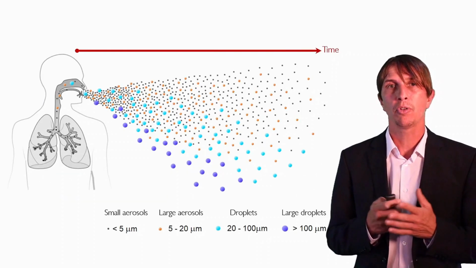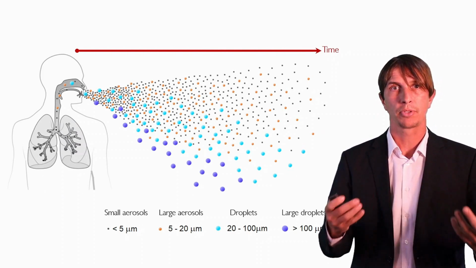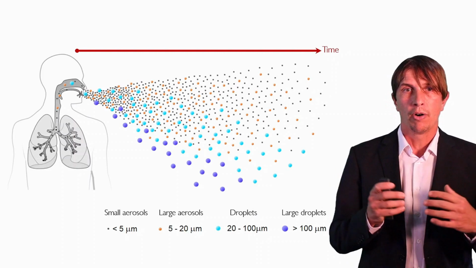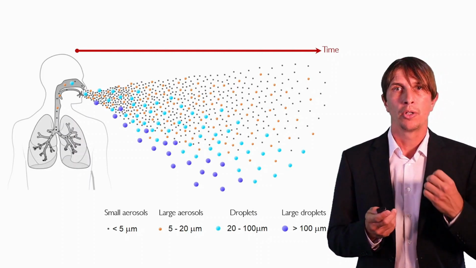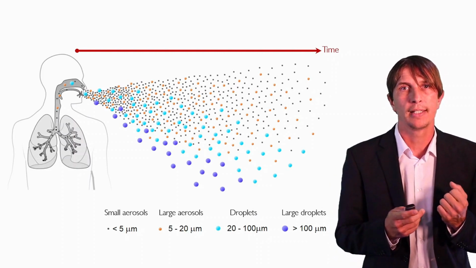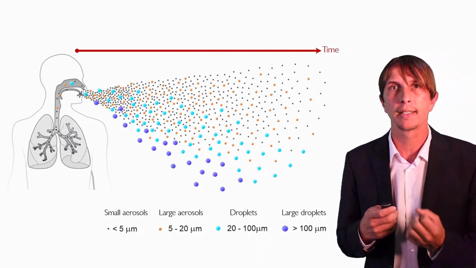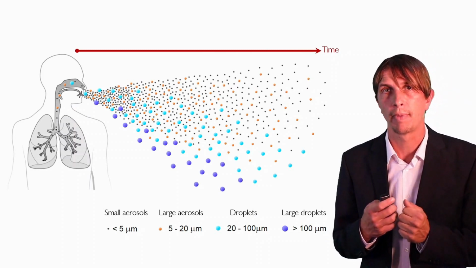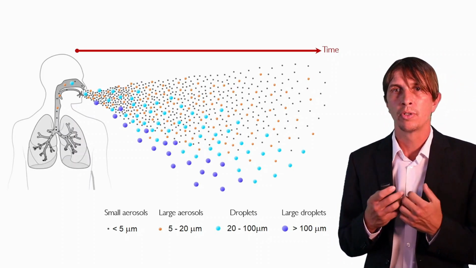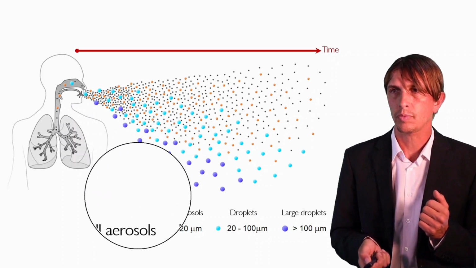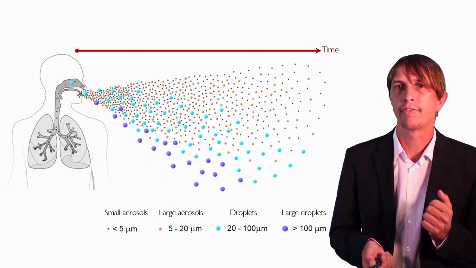So, before starting the complete presentation, I would like to give a description of what's happening when a person is speaking and coughing. We have defined 4 types of particles that are exhaled from the mouth. The first type of particles are small aerosols, and those are less than 5 microns.